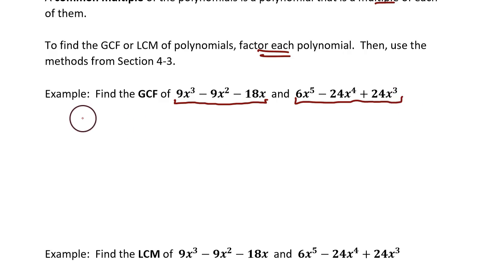Let's factor each of them. This first trinomial has a greatest common factor of 9x. And that leaves x squared minus x minus 2. That trinomial can then be factored using the double parenthesis pattern, x minus 2 and x plus 1.